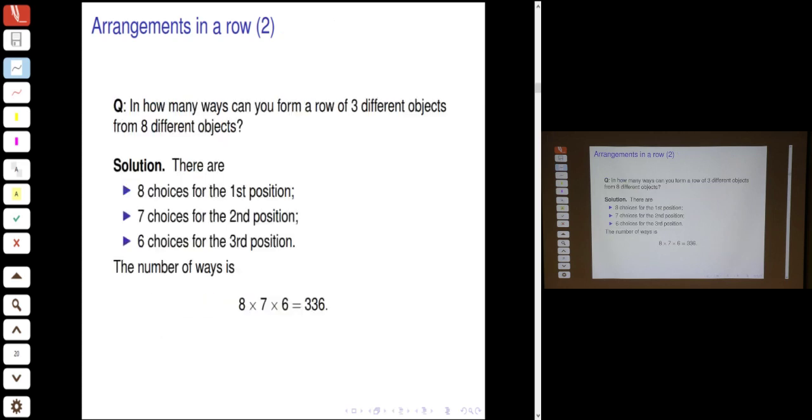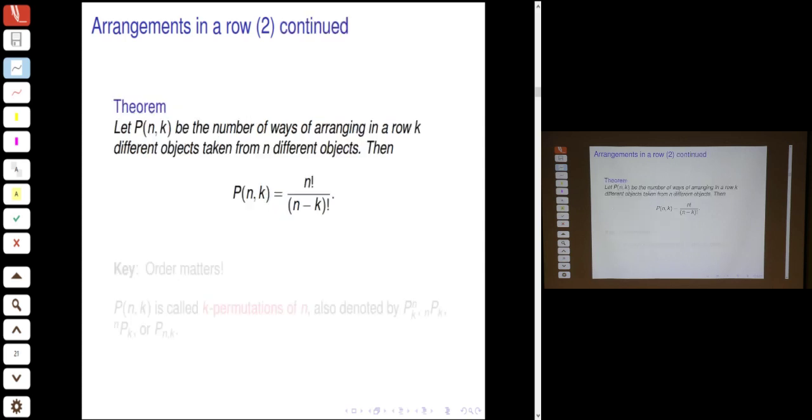Okay, so easy. Now in general, I choose from 8 different objects, pick 3 of them, and arrange them in a row. Now let's use letters. I have n different objects. It's like 8 here, n is the 8. Then I want to arrange in a row only k of them, only 3 of them. k is the 3 in the example. So how many ways? The answer is n factorial divided by n minus k factorial.